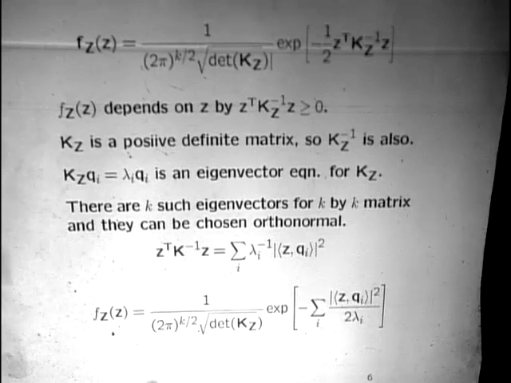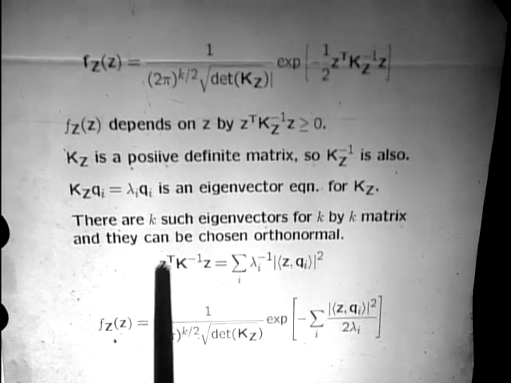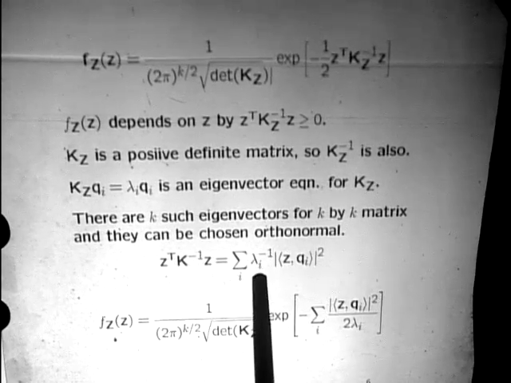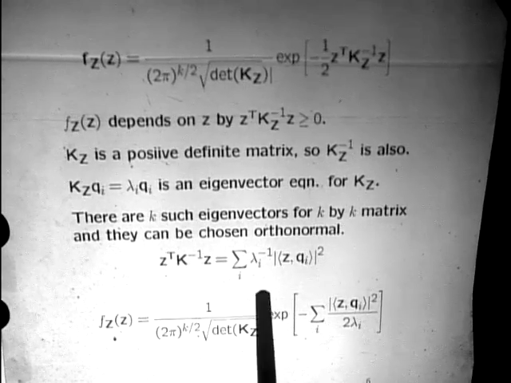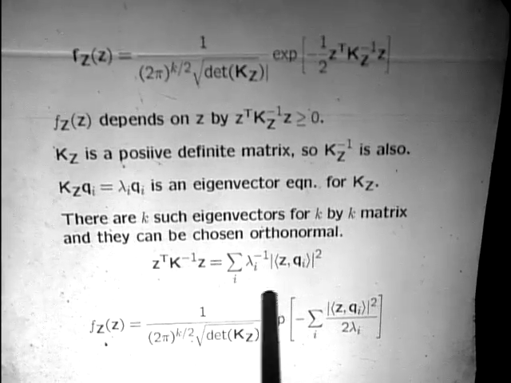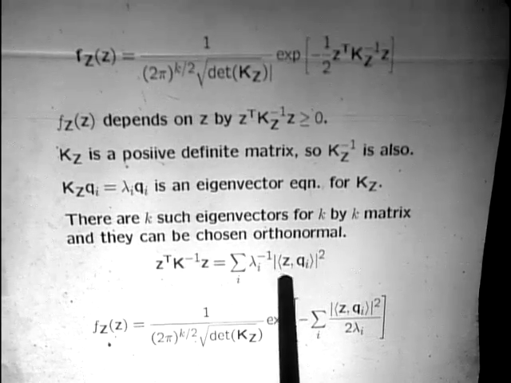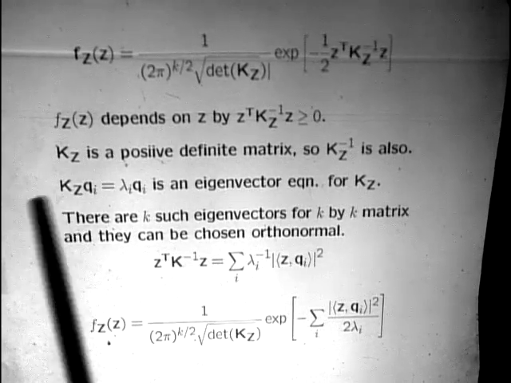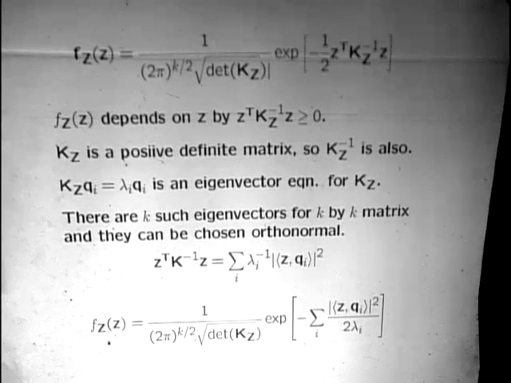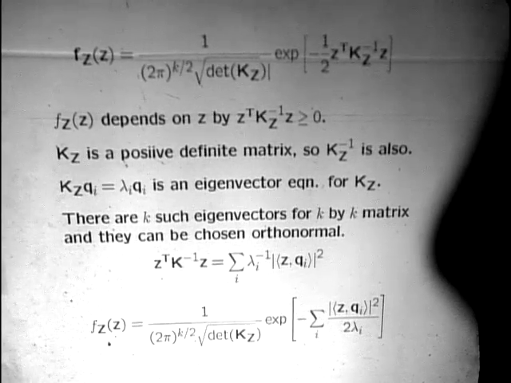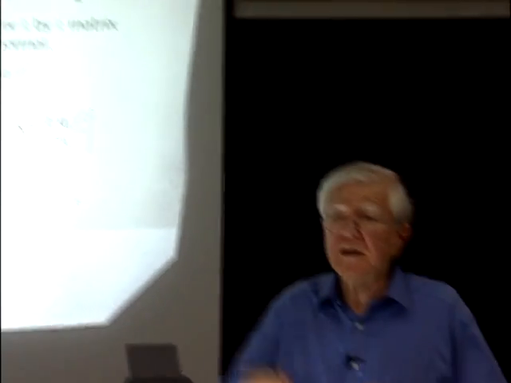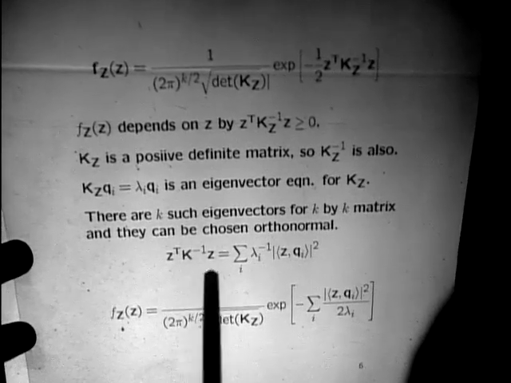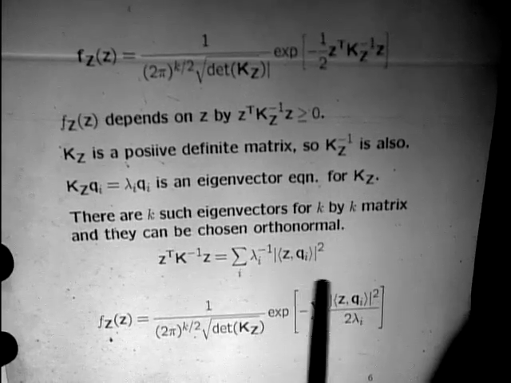So anyway, when you do this, you wind up with this form becomes just the sum over i of lambda sub i to the minus 1, namely these eigenvalues to the minus 1. These eigenvalues are all positive, times the inner product of z with q sub i squared. In other words, you take whatever vector z you're interested in here, you project it on these k orthonormal vectors q sub i, you get those k values, and then this form here is just that sum there.